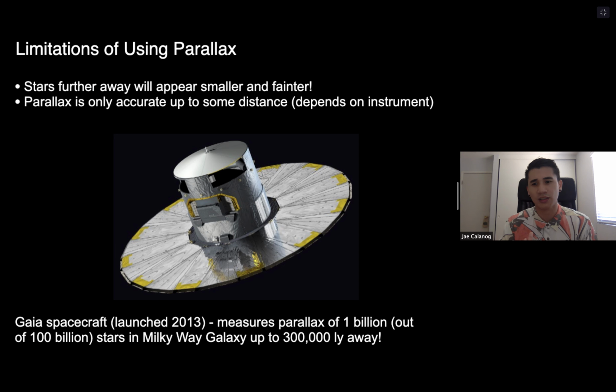So for example, the Gaia spacecraft, which was launched in 2013, which is pictured here, looks kind of like a hat or a sombrero. It can measure parallax of about 1 billion stars out of 100 billion in our Milky Way galaxy, and it can measure stars that are up to 300,000 light years away. That's a pretty impressive number, actually, considering that our Milky Way galaxy is 100,000 light years across.